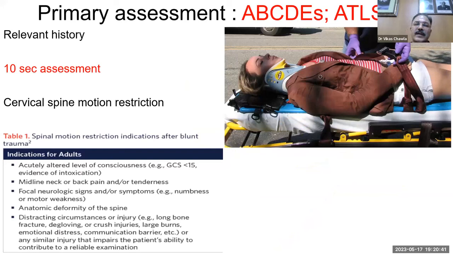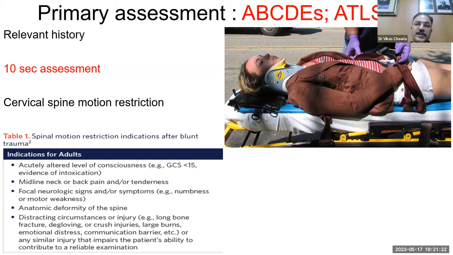Primary assessment is always carried out the ATLS way, that is the ABCDs we all know of, which means science has proven beyond doubt that airway kills before the problems of B. The problems in breathing, they do kill before problems of C, circulation. And then only after resuscitation, we should assess the true GCS of the patient. So when I approach the patient as a paramedic in India, I take a quick relevant history, do a 10-second assessment to see how good or bad the ABCs are. At the same time, I need to give priority to cervical spine motion restriction.